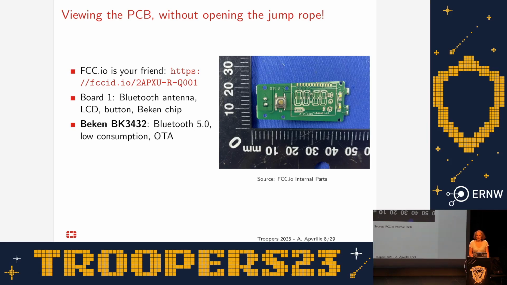So in that case, without opening the device, the website fcc.io, I'm sure that many of you know it, is your friend, because you get to see the application forms of the product and what is inside the product without even having to get a screwdriver. In here, you see the LCD screen of the jump rope. There is a single button which controls everything. And on the other side, there is a single chip from Beacon. It handles all the Bluetooth communication, because this jump rope communicates with a smartphone using Bluetooth Low Energy.